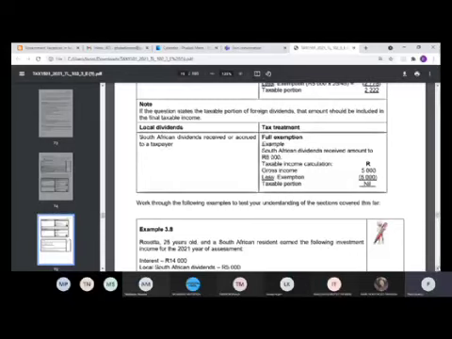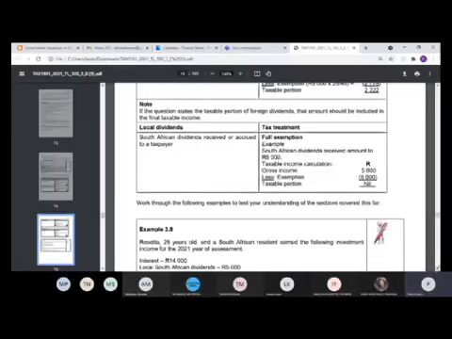Let's look at our locals. Domestic South African dividends received or accrued to the taxpayer. Let's look at the tax treatment on that. South African dividends received of 5,000 rand, and the taxable income is 5,000 rand, and the exemption is actually in full. All right.